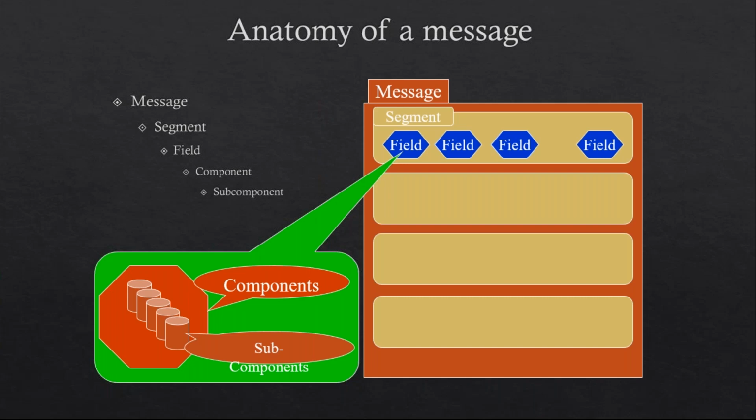Further, we'll break down the messages based on the real-time message that we are going to look at. So just to review, each message will have segments, each segment will have fields, each field will have components, and each component is again divided into subcomponents. That is the architecture, or tree, of how an HL7 message is formulated.